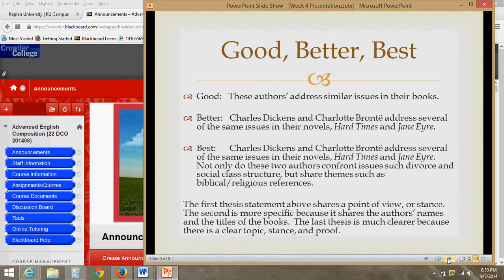How are they similar? What issues are going on? So you're not getting the full picture with this statement. Yes, we have a purpose and we have a general topic, but it's not specific enough.